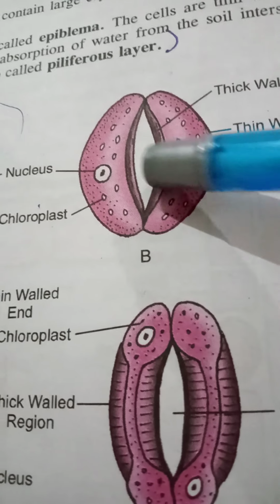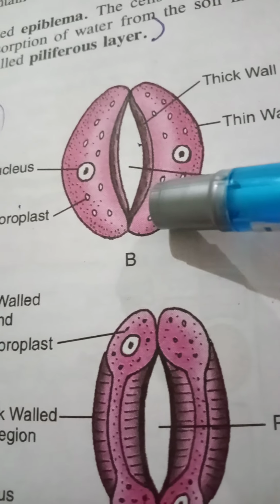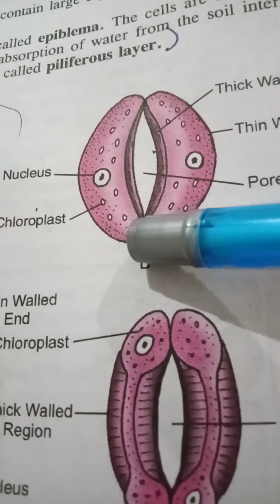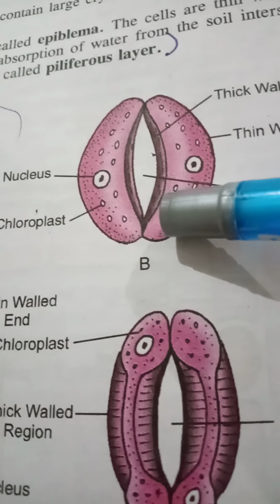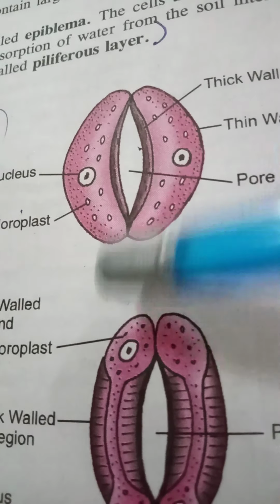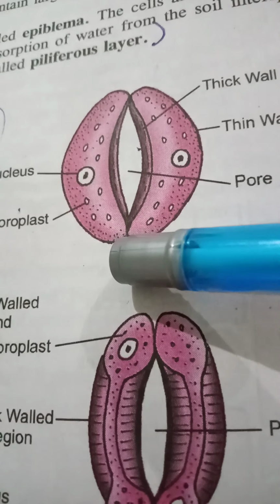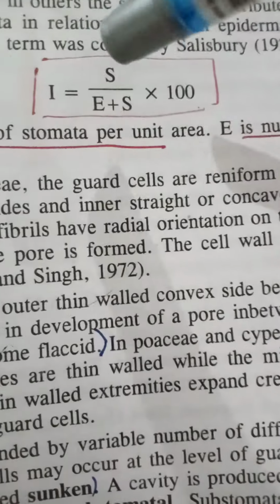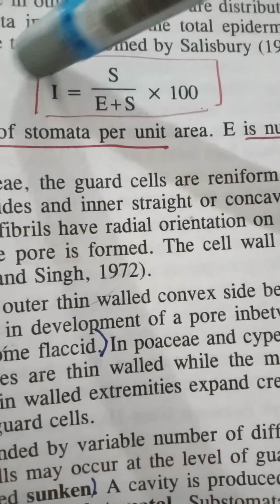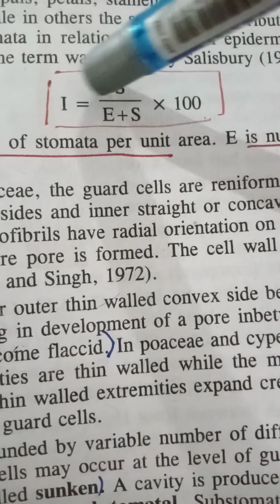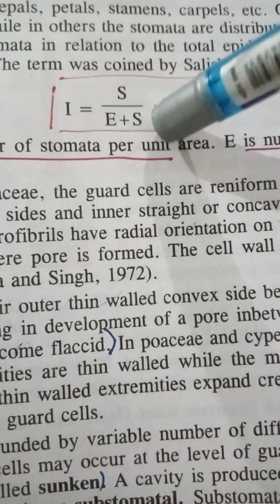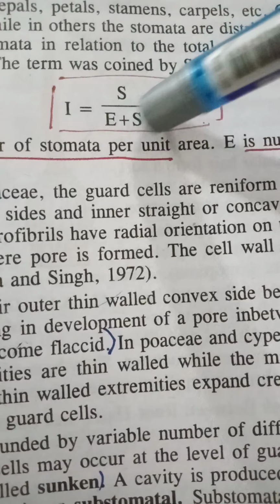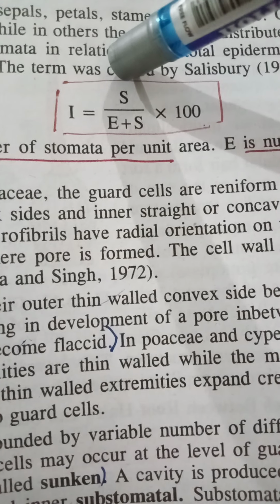Whenever they open, the outer wall stretches out and makes a hole. When we study the number of stomata, we come across a formula, the stomatal index. I, which represents the stomatal index, equals S divided by E plus S, into 100. S means the total number of stomata per unit area.